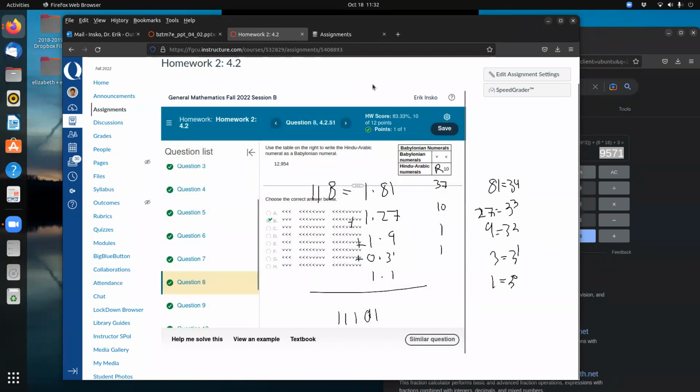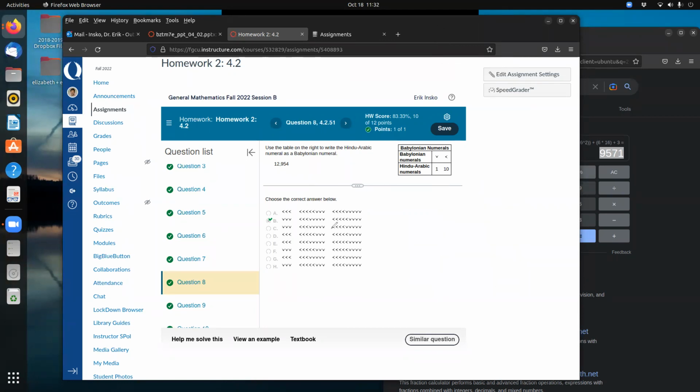Cool. All right, now I'm going to move on to the next one. It's a little bit of a review from the last section. So what this says is, write 12954 in the Babylonian numerals. Well, remember that the Babylonian numerals go base 60. So this is some number times 60 to the zero. This is some number times 60 to the first, and this is some number times 60 squared.